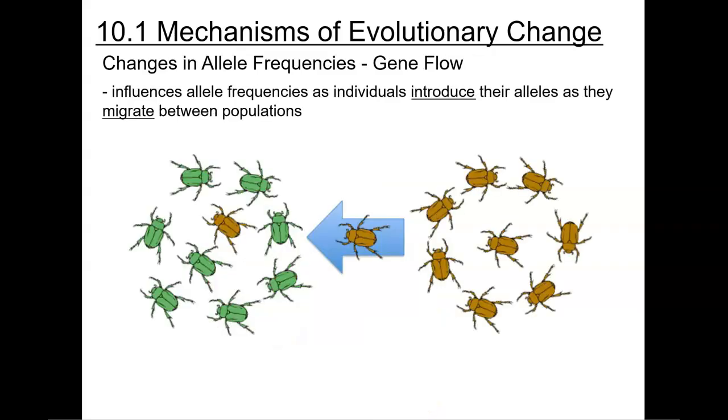With gene flow, allele frequencies are influenced as individuals introduce their alleles as they migrate between populations. So we see one type of beetle on the left-hand side and another type of beetle on the right. The beetle on the right went over to the left, and so it's starting to introduce its new allele frequencies there.